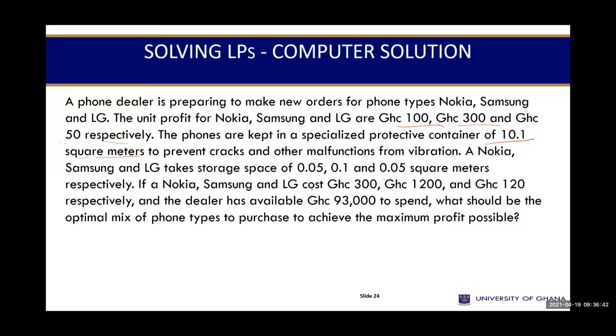Nokia, Samsung and LG take storage space of 0.05, 0.1, and 0.05 square meters respectively. If a Nokia, Samsung, and LG costs 300 Ghana cedis, 1,200 Ghana cedis, and 120 Ghana cedis respectively, and the dealer has available 93,000 Ghana cedis to spend, what should be the optimal mix of phone types to purchase to achieve the maximum profit possible?